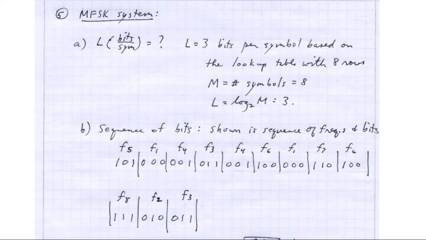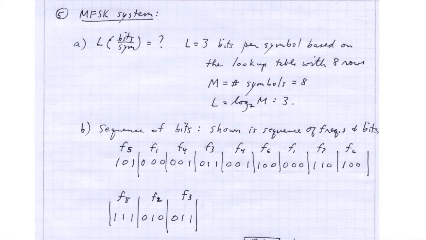But there's a table showing 8 entries, frequencies 1 through 8. And for each frequency we see 3 bits. And so there are 3 bits per symbol based on the lookup table with 8 rows. And so the number of symbols is 8, and L is 3 bits per symbol. Okay?